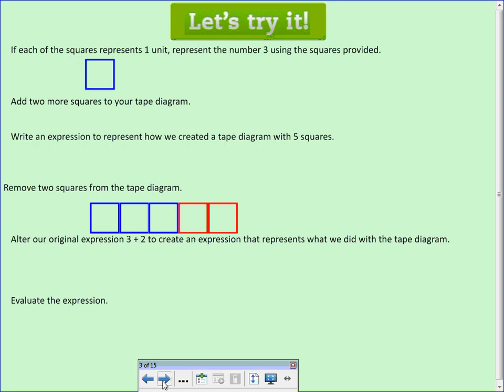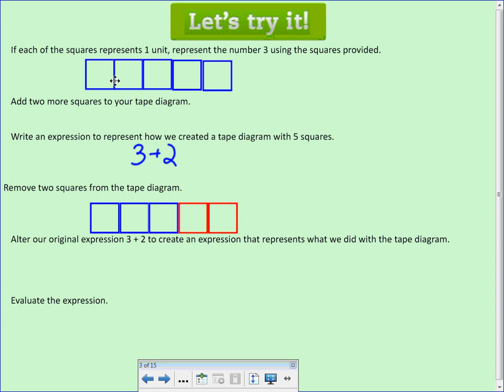Okay, let's talk about it. If each of the squares represent 1 unit, let's represent the number 3. So 1, 2, 3. All right, does everybody agree that that's 3? So let's add 2 more squares. 1, 2. What expression could we write to represent that? Like I said, don't be tricked that it's so simple.